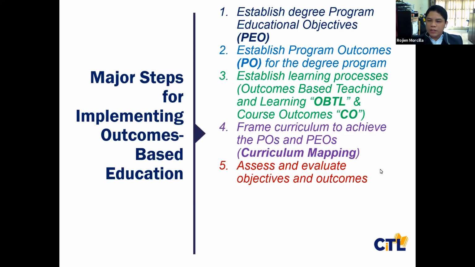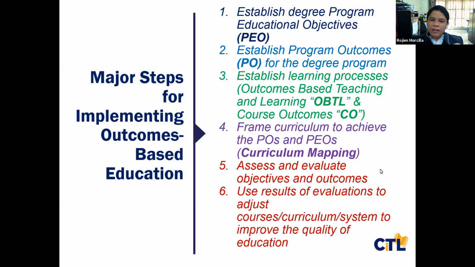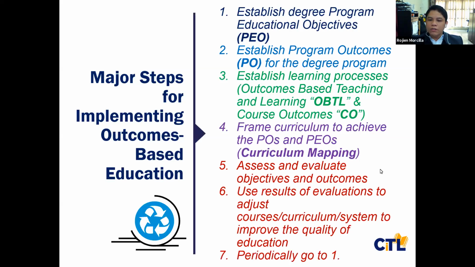Assess and evaluate objectives and outcomes. So maybe some of us may not have this assessment yet, an evaluation of the objective and outcomes. No? Kumbaga, nata course outcomes, we have program outcomes, we have PEOs, but how do we assess these things? How do we evaluate these objectives and outcomes? So that is things that we need to think of it. No? Number 6, use results of evaluation to adjust the courses or even the curriculum or even the system to improve the quality of education. No? And number 7, we go periodically to number 1.